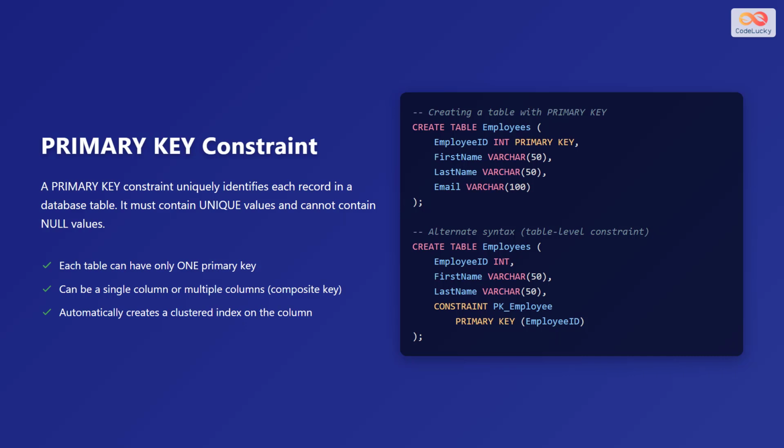Here's how you can define a primary key when creating a table. Using the create table statement, you specify the column, and then add the primary key constraint. Alternatively, you can use a table-level constraint definition.